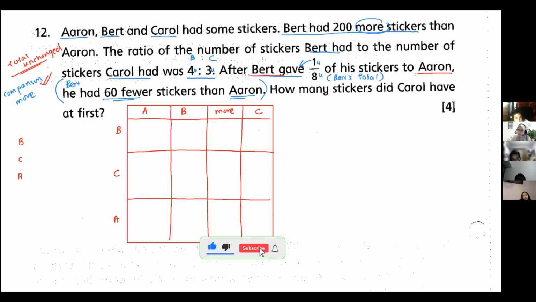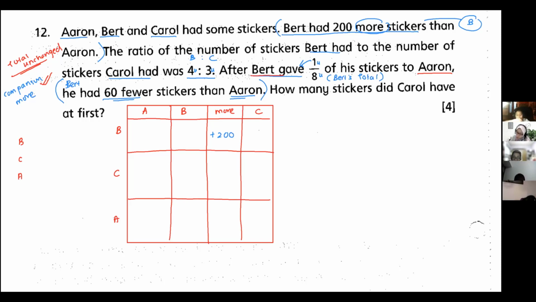But you know that in this question, the change is between one another. The total does not get affected. That's all you have to know. Okay. So let's work with the information that we have here. So they say that Bert has 200 more than Aaron. So that's my before information, right? This one, until here, this is my before information. Okay, so Bert has 200 more, plus 200 more than Aaron. Okay, so more than this person.